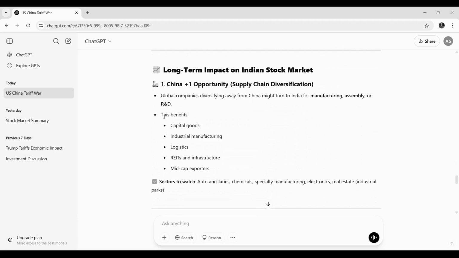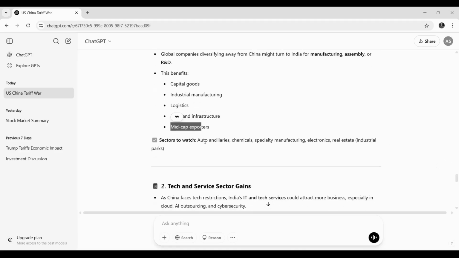Now this benefits capital goods, industrial manufacturing, logistics, REITs, infrastructure, and mid-cap exporters. Now sectors to watch: auto ancillaries, chemicals, specialty manufacturing, electronics, real estate. Okay, those are the sectors to watch.